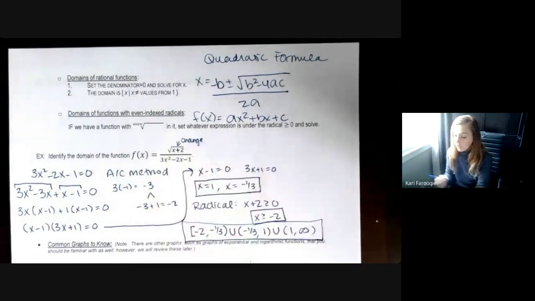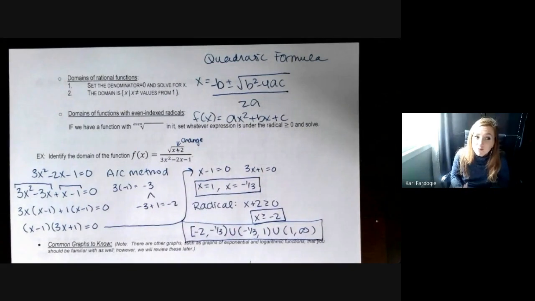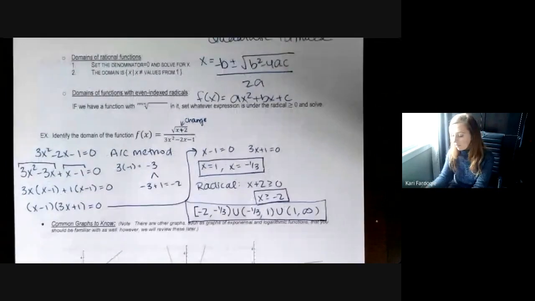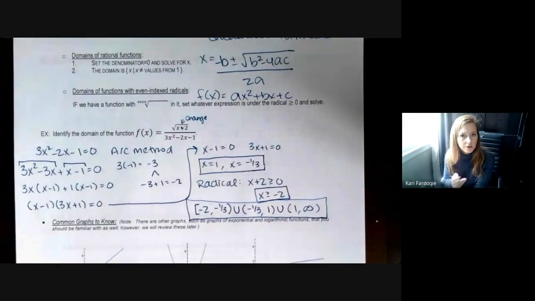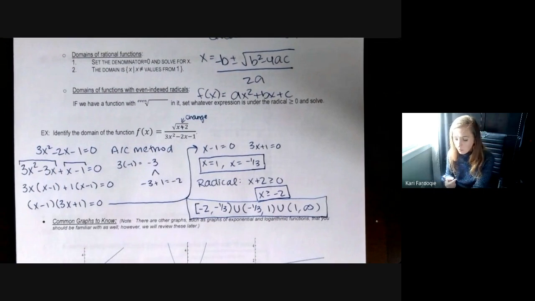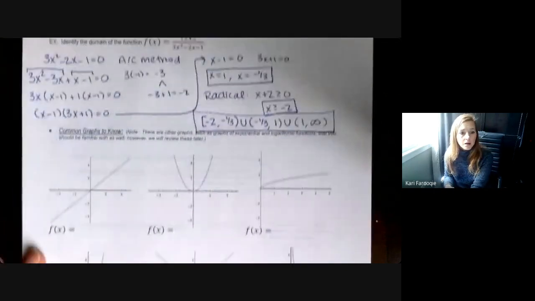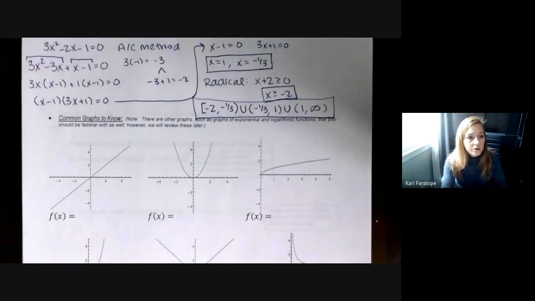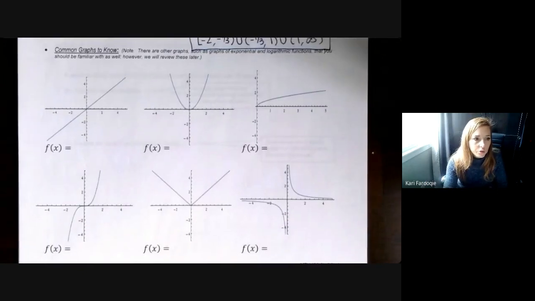So there's a lot going on in this, but it's just one example that has to illustrate a lot of things. So a lot of concepts were covered in this one example. But again, they are review. Common graphs to know. Oh, this is so important, so important. Now, I can't force you to memorize these graphs. You should have learned them when you were talking about library of functions back in college algebra. I want to say it's like section 3.4, but I can't remember. It's been a while since I've taught college algebra.